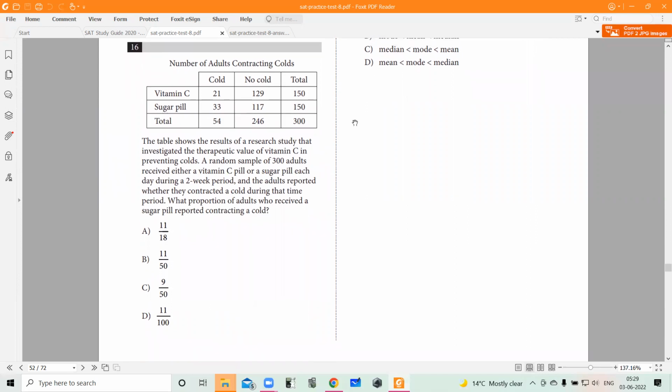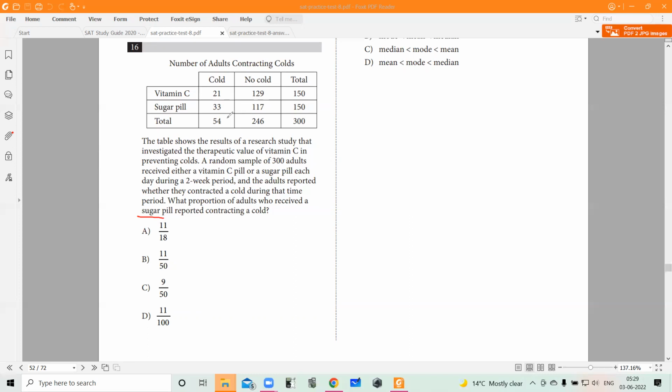The table shows the result of a research study that investigated the therapeutic value of vitamin C in preventing colds. A random sample of 300 adults received either a vitamin C packet or a sugar pill each day during a 2-week period. Each adult reported whether they contracted a cold during the time period. What proportion of adults who received a sugar pill contracted a cold? So the total is 300, but that doesn't matter. Total people that contracted a cold were 54. And so 33 over 54.